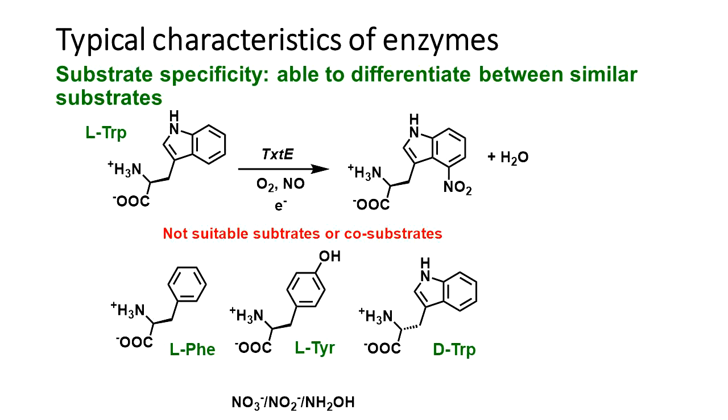In addition, this goes to stereochemistry. The enantiomer of L-tryptophan is D-tryptophan, and the enzyme can't use this as a substrate either. So again, the enzyme is able to differentiate between similarly structured substrates.